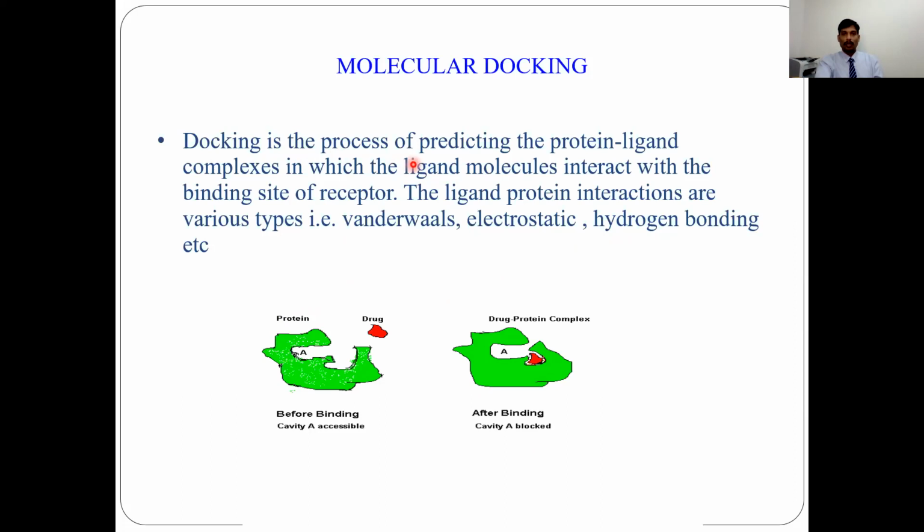And docking is a process of predicting the protein-ligand complex in which the ligand molecules interact with the binding site of the receptor, where it is binding. The ligand-protein interactions are of various types, like van der Waals forces, electrostatic interactions, or hydrogen bonding, etc. So this selects a drug, where it is going and binding exactly. Before binding, the structure may be different from after binding, so that kind of freedom needs to be allowed to the molecules to move while binding.